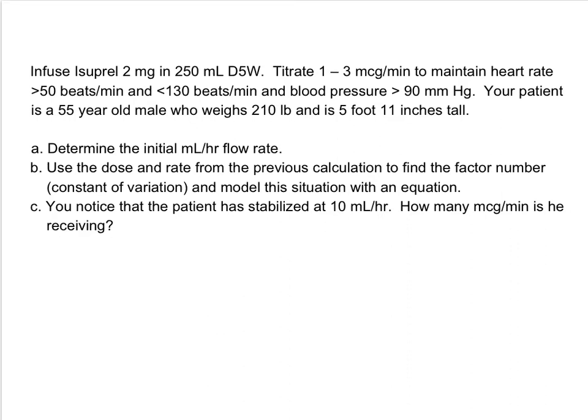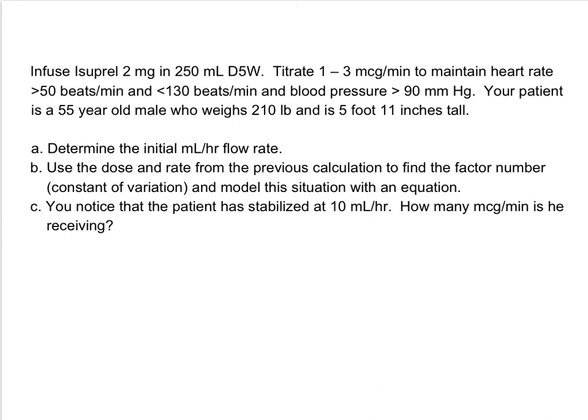In this video, we're going to take another look at a titration example. We are told we need to infuse Ozimek, not sure if I'm saying that right, doesn't really matter, 2 milligrams in 250 mLs D5W. The titration rate is between 1 and 3 micrograms per minute, and this is to maintain a heart rate greater than 50 beats per minute and less than 130 beats per minute. And we can see we have a blood pressure parameter as well, greater than 90 millimeters of mercury.